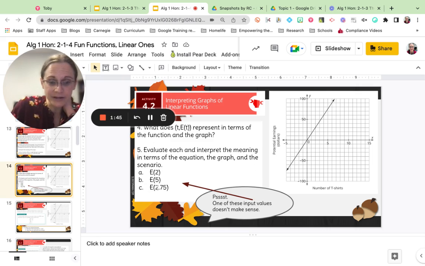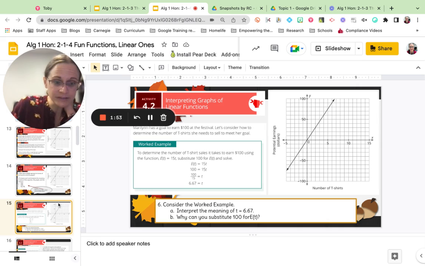And one thing to point out here, she cannot sell 2.75 t-shirts. In reality, the graph of this really should be a discrete function, right? And that's what this example right here is trying to point out.